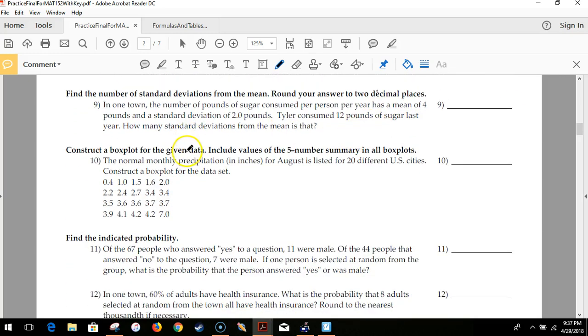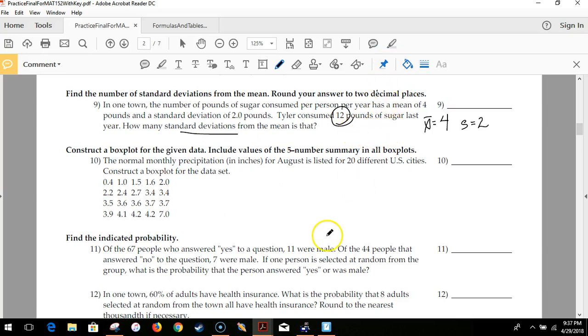Number 9, also from chapter 3, number of pounds of sugar consumed per person has a mean of 4 and a standard deviation of 2. Tyler had 12 pounds of sugar. So how many standard deviations from the mean is that?